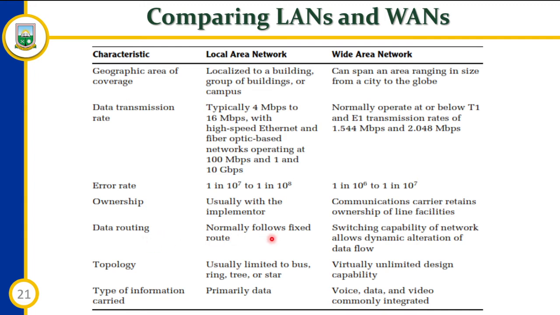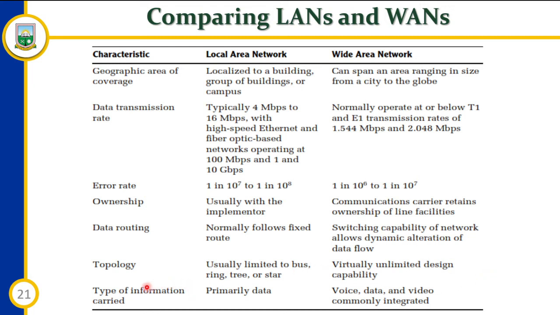So data routing normally follows a fixed route, but when you're routing with a local area network, everything happens within your local area network. The wide area network switching and capabilities allow an alteration of data flow. So there is some sort of switching. You need to switch from one network to the other through the router. Some of these things are done by the internet service provider.